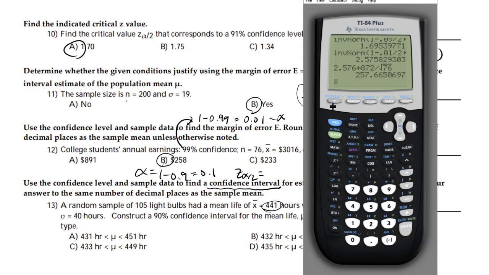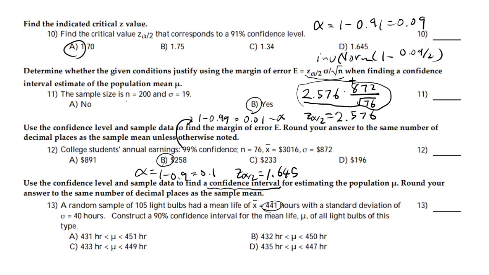use the calculator again, second vars, go to inverse norm, 1 minus 0.10, okay, and then enter, and you get 1.645, okay, so that's 1.645, and E would be 1.645 times the standard deviation 40 divided by square root of 105, the sample size, right? So let's calculate that.